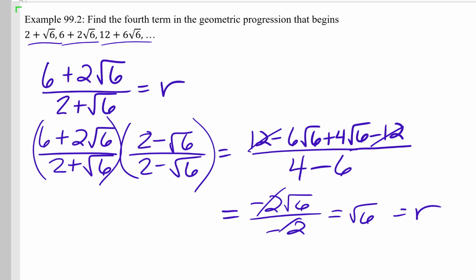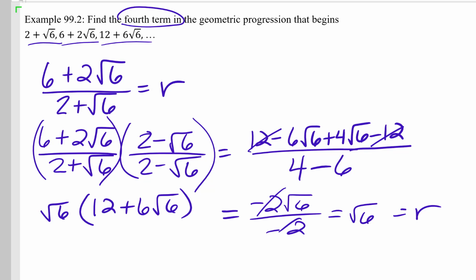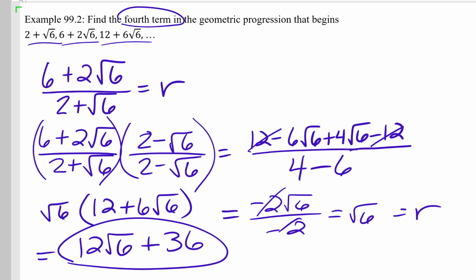So if I want to find that fourth term, I can just multiply the common ratio by the third term, because that's how you get from term to term in a geometric progression. So square root of 6 times the third term, which is 12 plus 6 square root of 6, is going to give me 12 times the square root of 6 plus 6 times 6, which is 36. So that's going to be my fourth term.